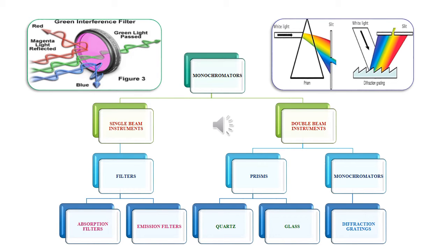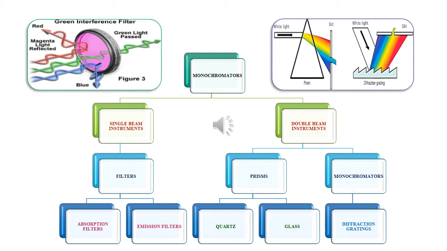Next, coming to the types of monochromators, they are divided into two types based on the instruments used: single beam and double beam. If you are using single beam, what is the type of monochromator used? If you use double beam, what is the type of monochromator used in that instrument? For single beam, they are called filters. For double beam, it is of two types, prisms and monochromators.